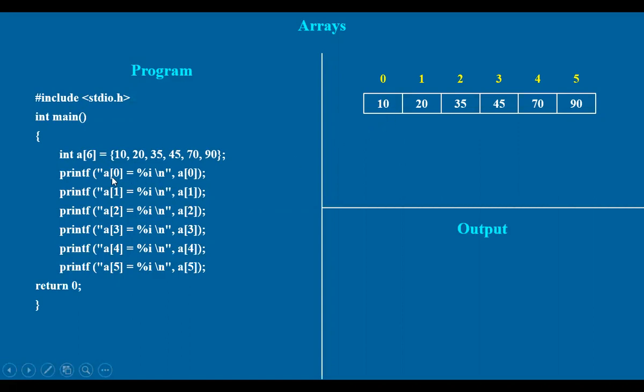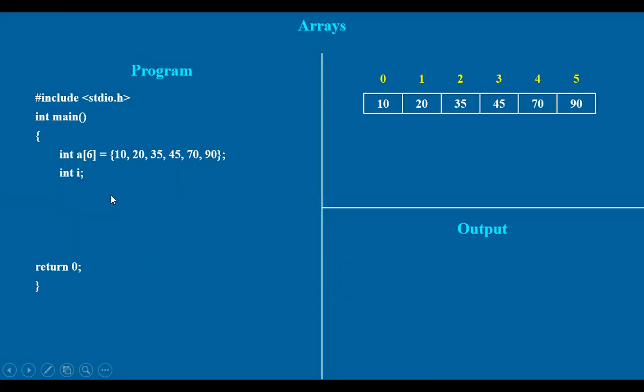Now, when you compile and execute this program, you get the output like this, because you have just mentioned A0 and the value of A0 is displayed here, 10. Likewise, all the 6 elements are displayed. But it is a tedious process to use all these printf statements. Avoid that, and we can use a for loop by using another variable I. We are going to use the for loop here to display all the 6 elements.